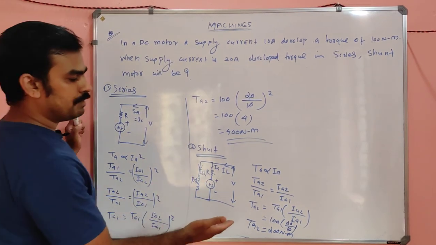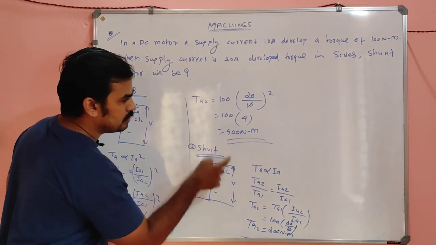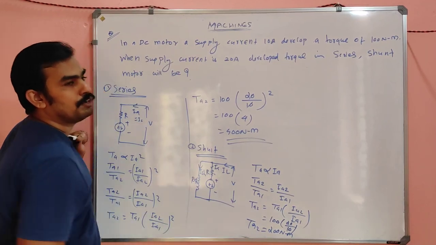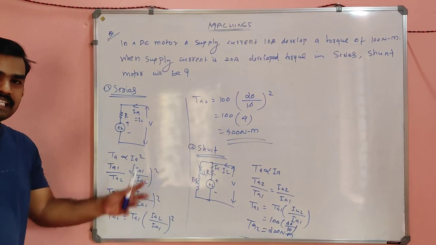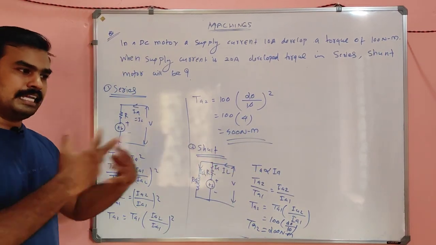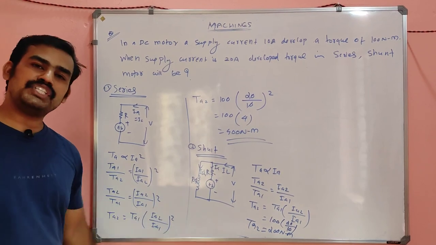From this problem itself, you can clear one more thing. The torque in the DC series motor is always very, very high compared to the shunt motor. Almost double for the same condition. For the same condition, the series motor can deliver twice the torque of the shunt motor. Yes.